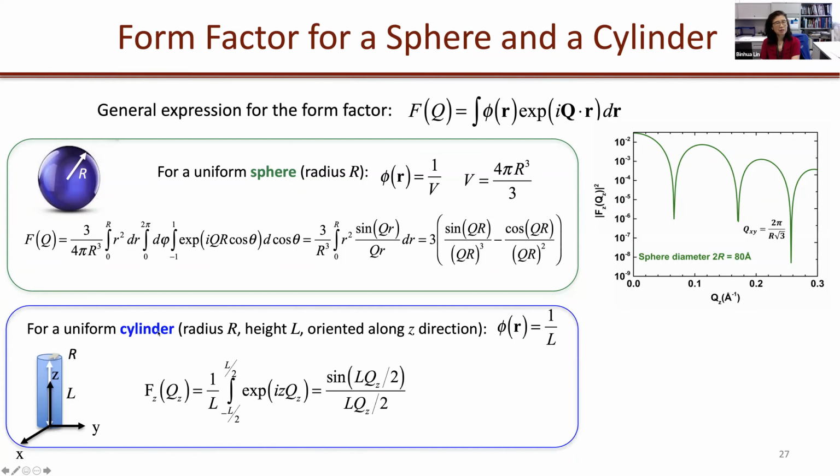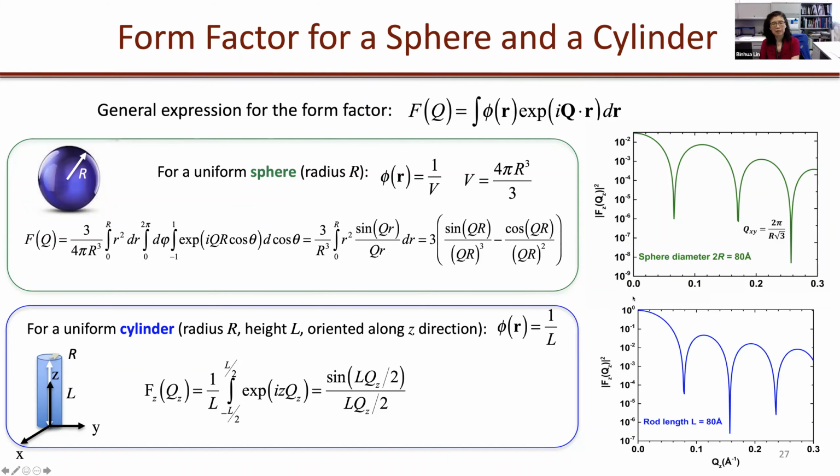For a uniform cylinder with radius r and length L oriented along the z direction, the form factor along the z direction doesn't depend on r. It's just the sinc function with the length in there. The form factor along qxy, as I already mentioned, is the Bessel function, so it's like a disk. I should mention that the form factor along the qz direction is also oscillating. It's a simple sinc function.